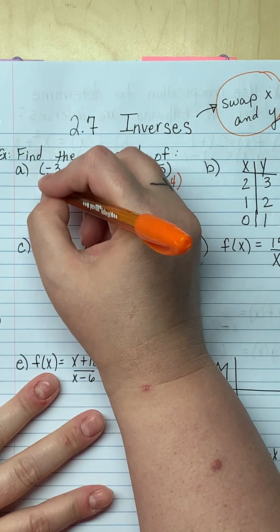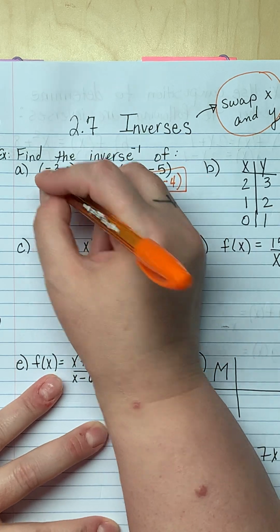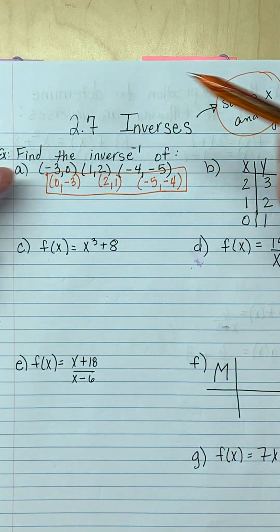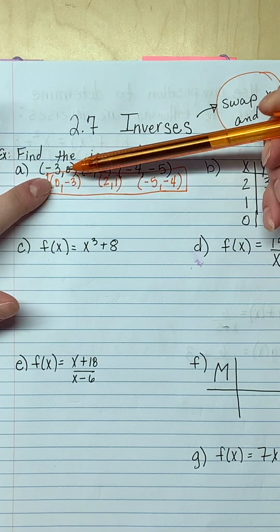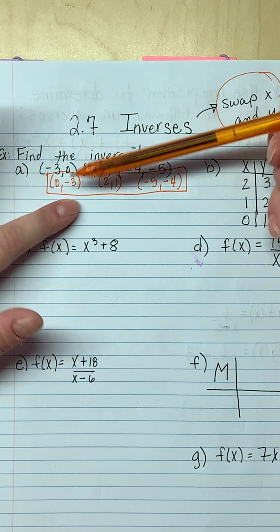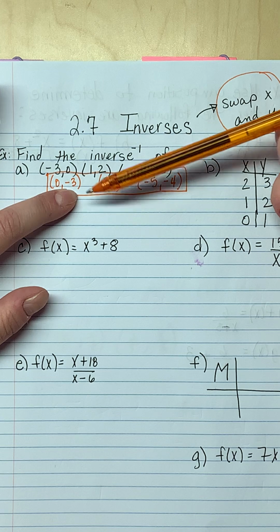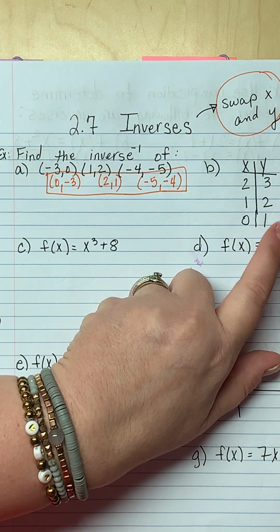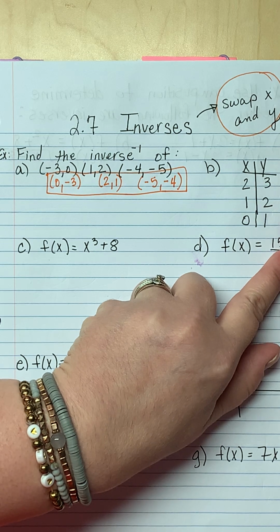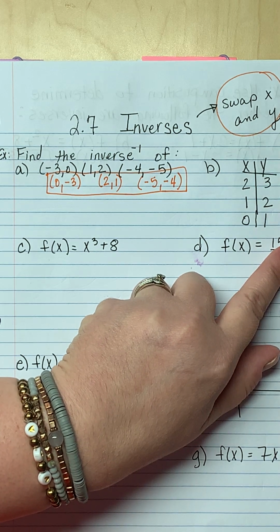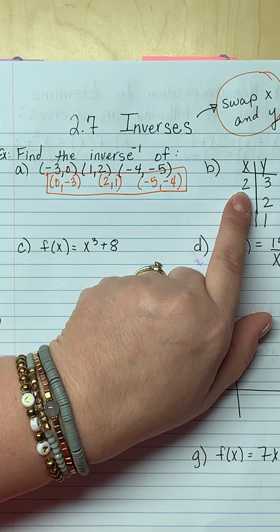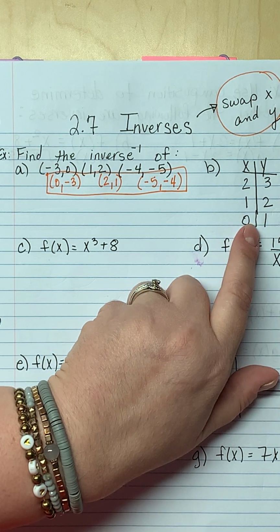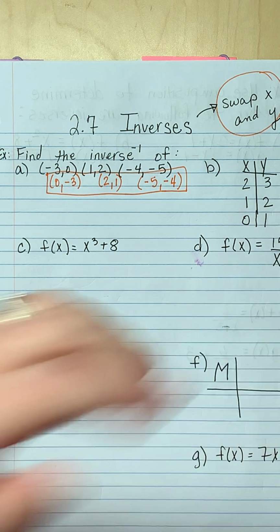So inverse of points are super easy. You just swap the X's and the Y's. And notice that you take your signs with you. So this -3, 0 became 0, -3. Take the sign with you. If I have a T-chart, the way I find the inverse is still swapping the X's and the Y's. So this 2, 3 is 3, 2. 1, 2 is 2, 1. And 0, 1 is 1, 0.